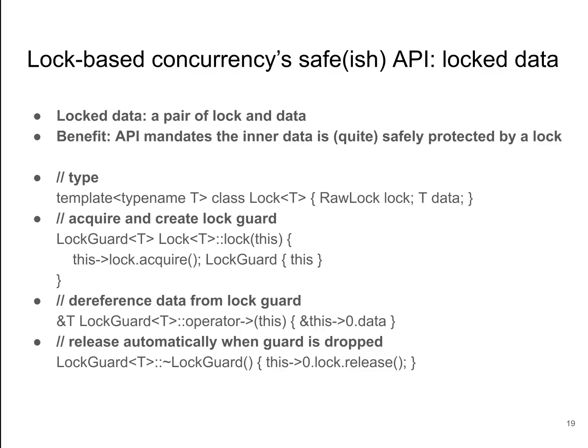Now, after finishing dereferencing the data, we can release the lock by destructing this lock guard. In the destructor of this lock guard, we are releasing the lock here. As a result, we are automatically releasing the lock. So in summary, this API achieves two goals at the same time: matching acquire and release, and furthermore, explicitly relating a lock and data.